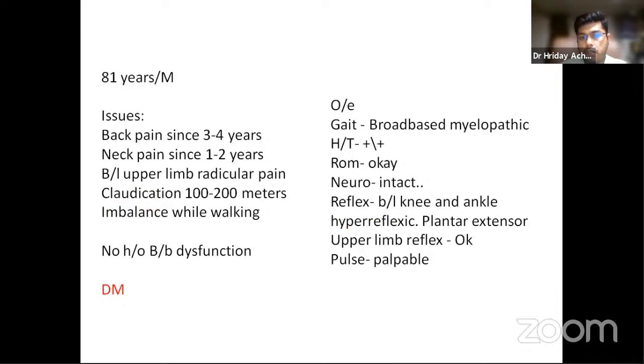His neurology was intact. However, bilateral upper limb, bilateral knee and ankle reflexes were hyperreflexive, plantar was extensor, and pulses were palpable. So, this patient, as we discussed, classically has all three criteria that define tandem stenosis, which are claudication, imbalance, and hyperreflexia. So, clinical diagnosis from this will be straightforward.